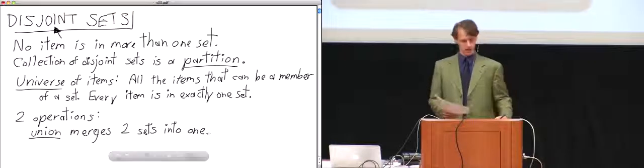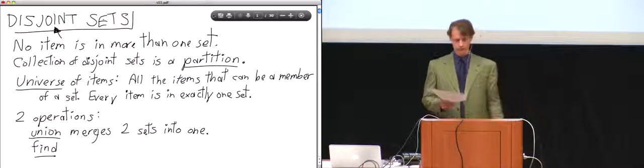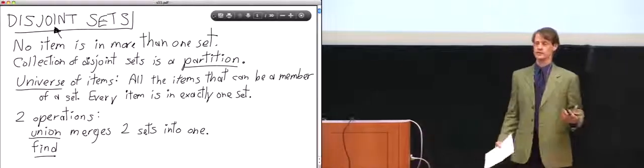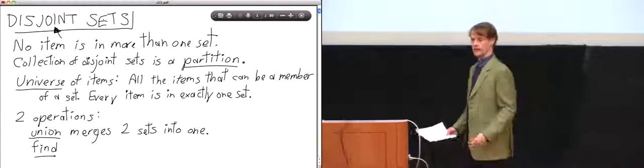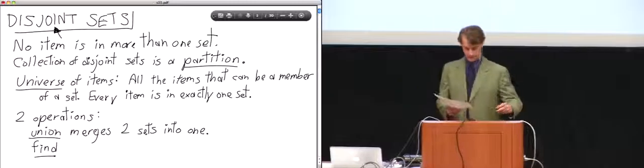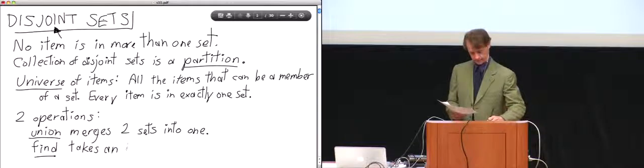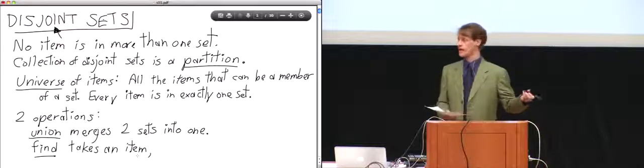And the second is called a find query. And when you do a find query, you ask a question like, what corporation does Web TV belong to today? And the answer to that is, it belongs to Microsoft. So a find query takes an item as input and then returns the identity of the set that contains that item.